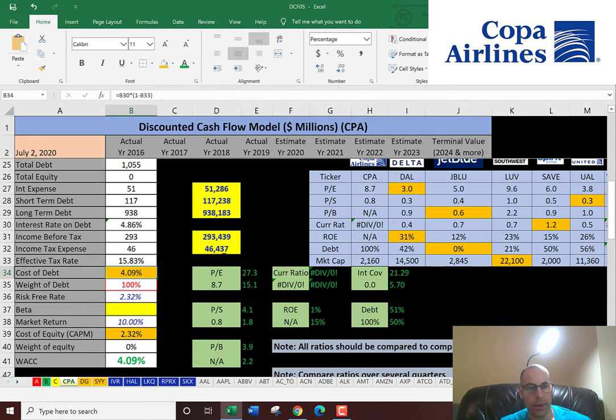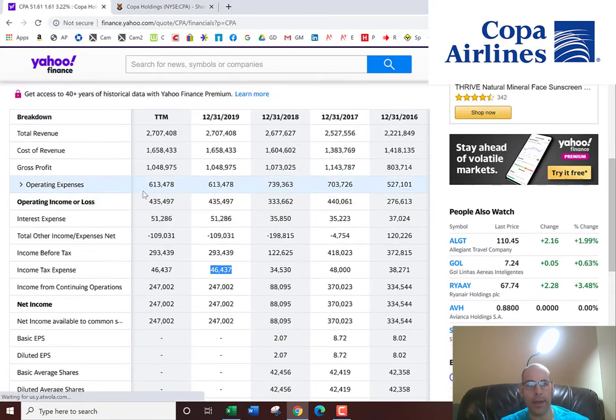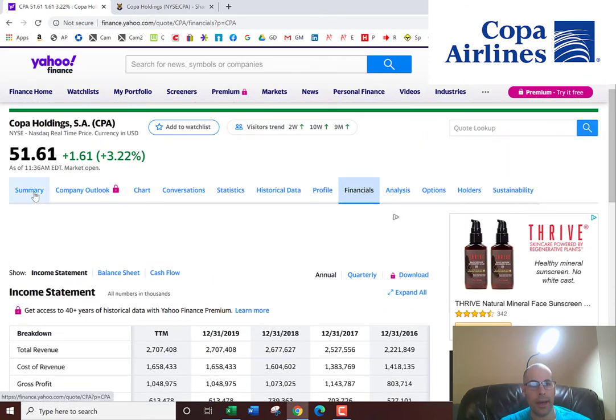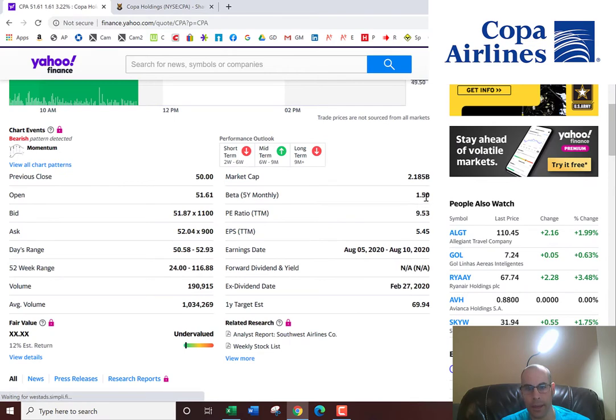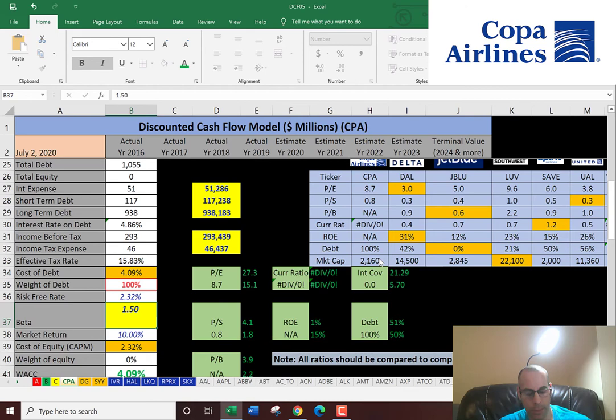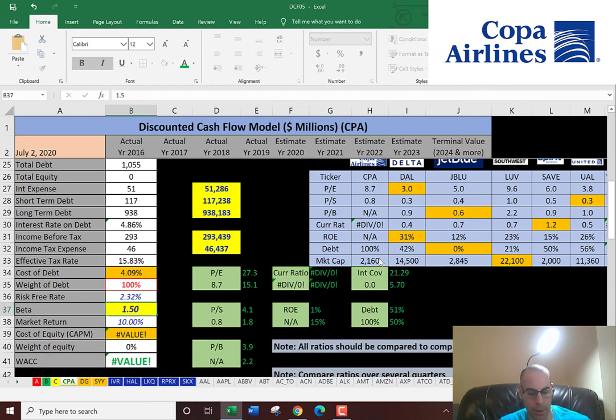So now that we have their cost of debt, let's get their cost of equity. We need the beta for that. That's the volatility of the stock. And the higher the beta, the more volatile the stock is, and the higher the WACC, the weighted average cost of capital. And the beta is 1.5, so that means the stock moves roughly 1.5 times of what the market moves.